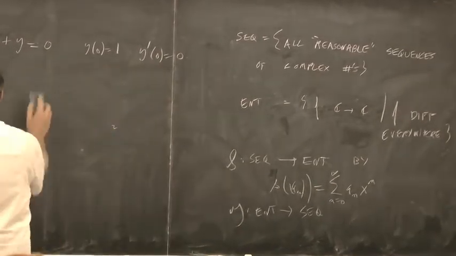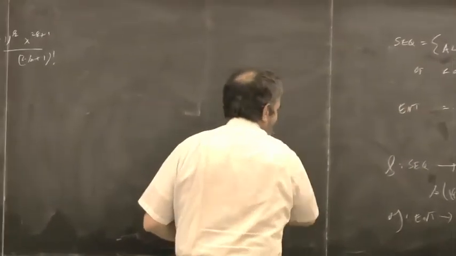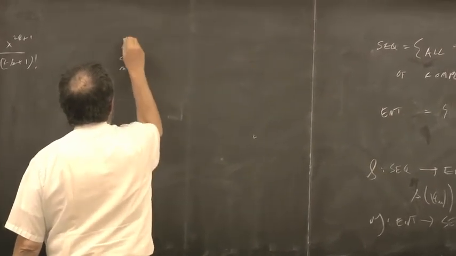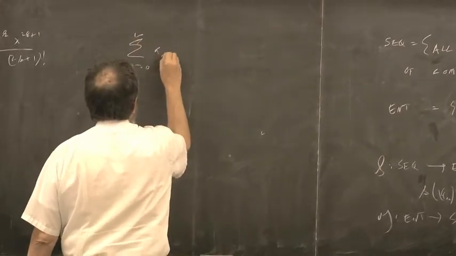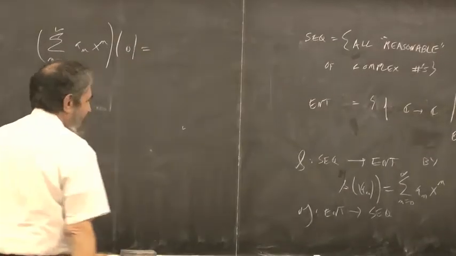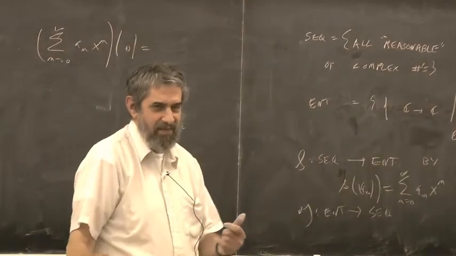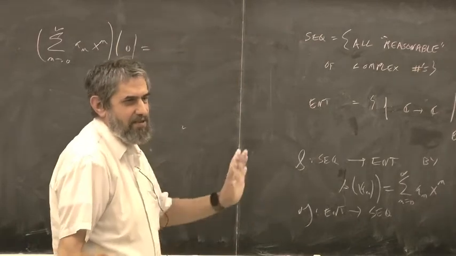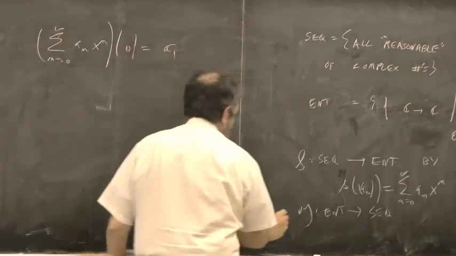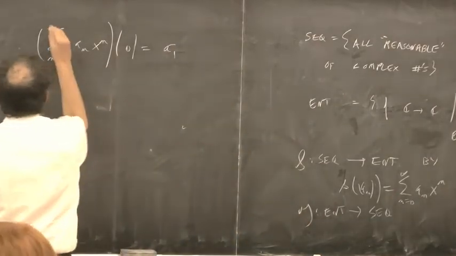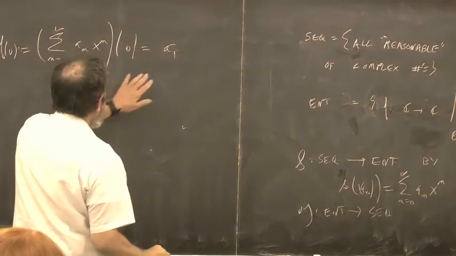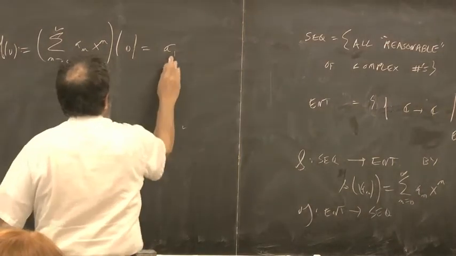Let's just do it one at a time. If I have this function, the sum from n equals 0 to infinity of a sub n x to the n, and I evaluate that at 0, that's just going to be a sub 0, because all the rest of them vanish. So in other words, if this is your function f, then you can recover the first, a sub 0.